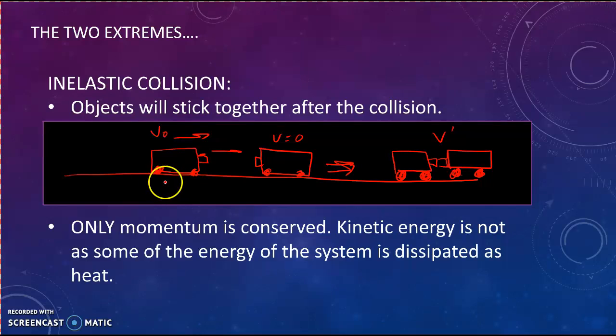The system has some kinetic energy at the beginning. We call this KE initial. And it's going to have some kinetic energy at the end, KE final. But what we'll see is that the two will not be equal to each other. Okay, so when objects stick together, the kinetic energy of our system changes.